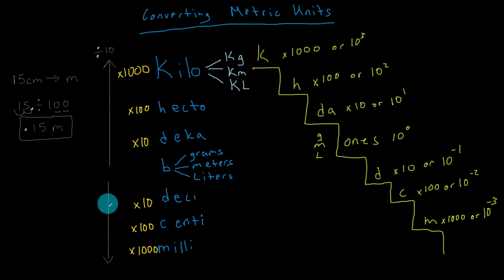However, if you're moving down the staircase, the numbers have got to get bigger, and we're going to look at one in just a second, but let's go ahead and write multiply by multiples of 10, depending on how many steps you're moving down the staircase.